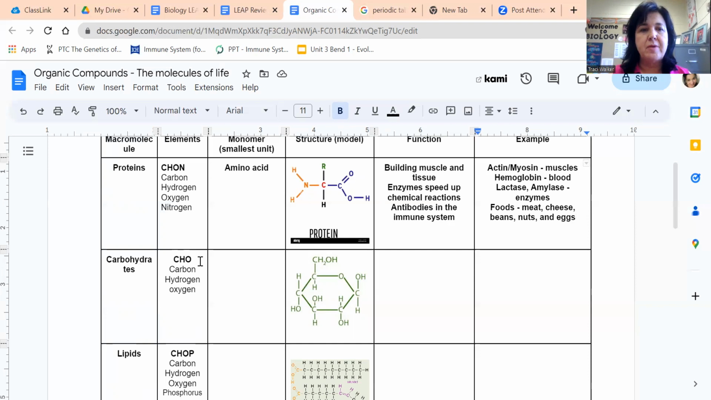So the next macromolecule that we want to talk about are carbohydrates. Carbohydrates are made up of carbon, hydrogen, and oxygen. And so we use the acronym CHO for carbohydrates. So C is for carbon, H, hydrogen, O, oxygen. And so the monomer for carbohydrates, or the smallest unit of a carbohydrate, is called a monosaccharide.